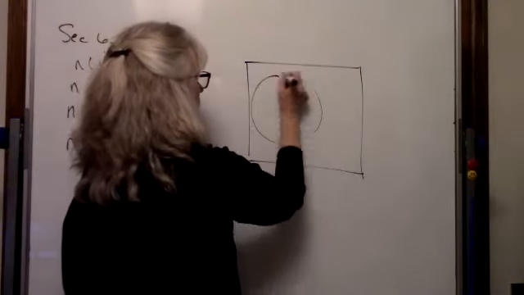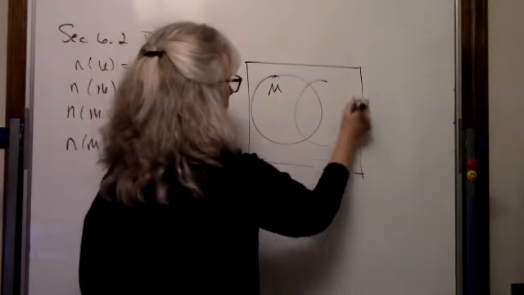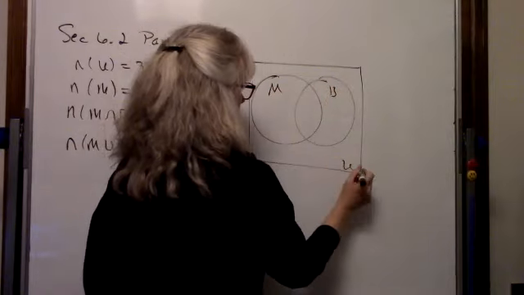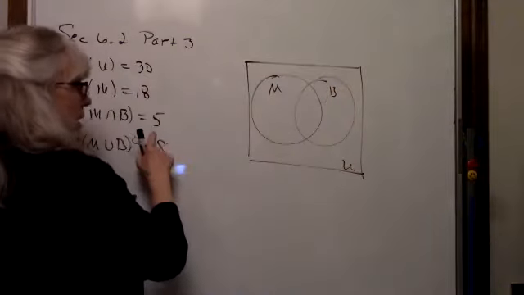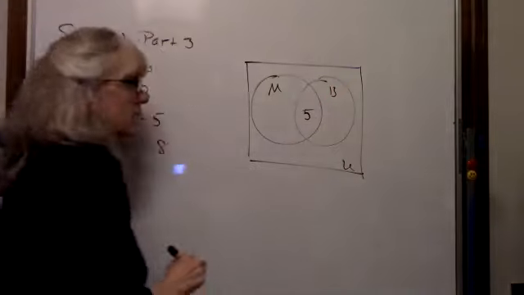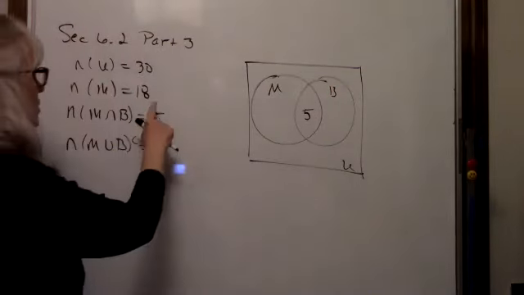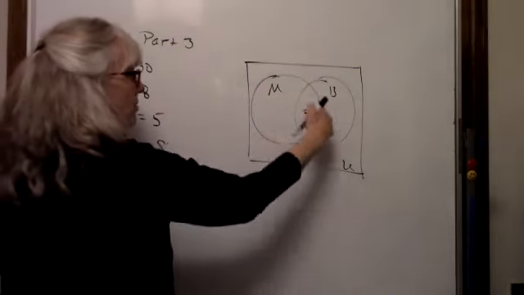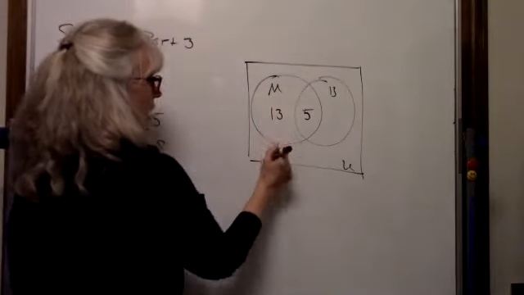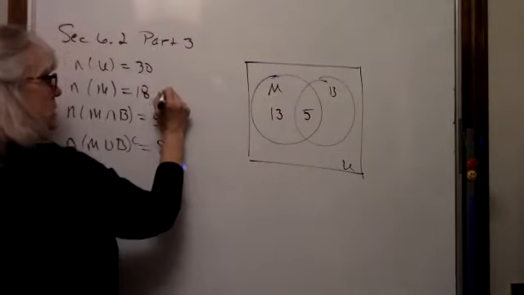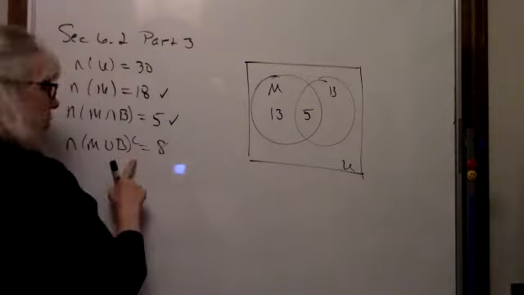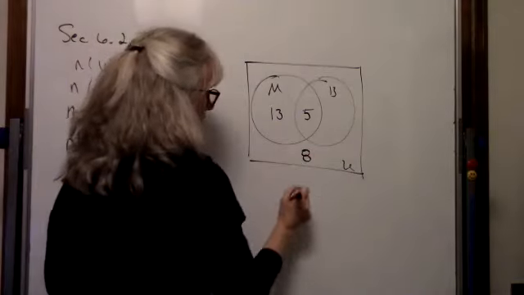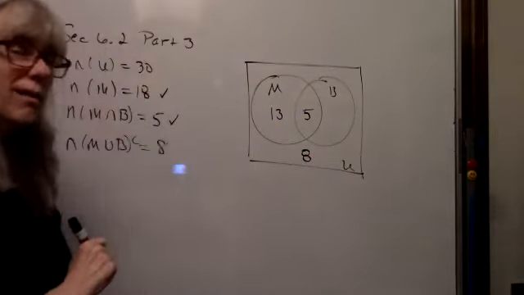So here's M, here's B, here's our universe. So always start with that intersection. We know that there are 5 that are taking both classes. We know that there are 18 in math. Well, we already have 5 accounted for. So to get to the 18, we need 13. So we've used this piece and this piece of information. We know that there are 8 people sticking out here that are not taking either math nor biology.